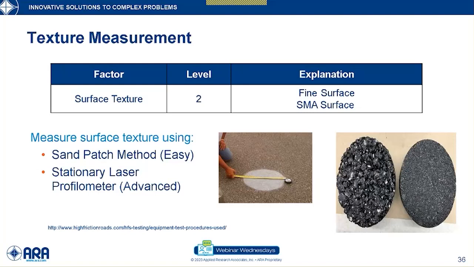Texture measurement. Two types of texture were used to see the effect of texture on the bond strength of asphalt emulsion. One was a fine surface, 19.5 millimeter, and one was a stone matrix asphalt. If you follow the picture on the bottom right of your screen, you can see this is a stone matrix asphalt surface, and this is a fine surface. You can see there's a distinguishable difference between these two surfaces. The stone matrix asphalt has a very coarse surface with high surface texture, and the 19.5 millimeter asphalt mix surface has a really fine surface. I measured the surface texture using two methods. One is the straightforward sand patch method, and another is using a stationary laser profilometer, which is a more advanced technique to measure the surface texture.